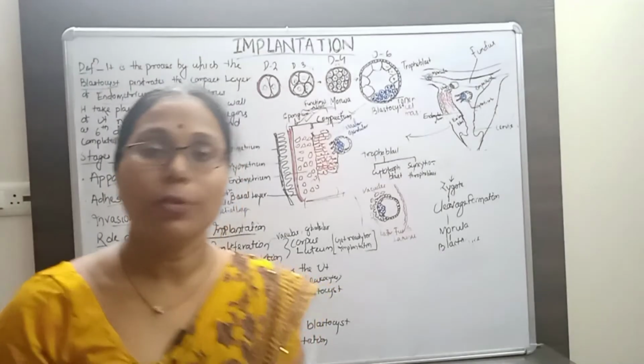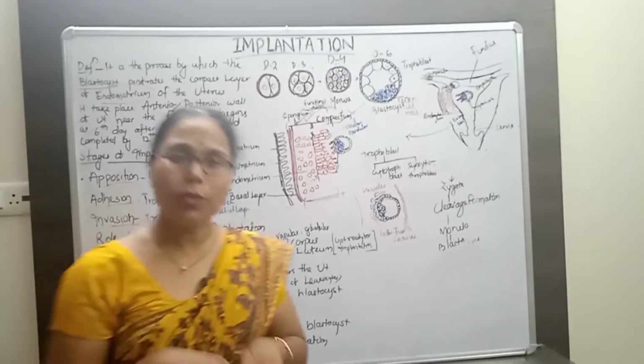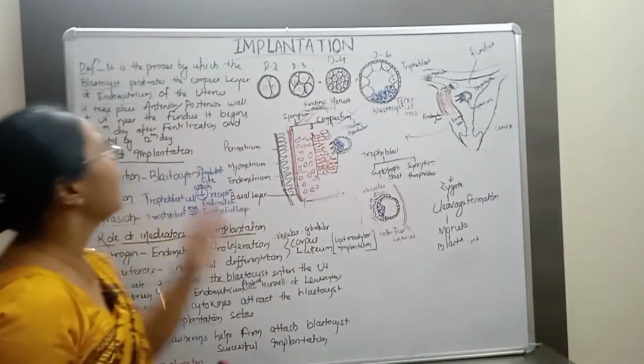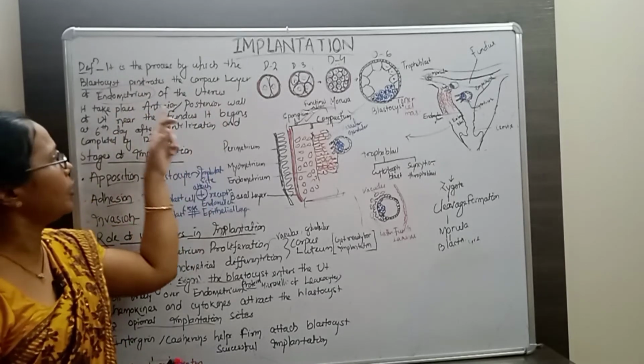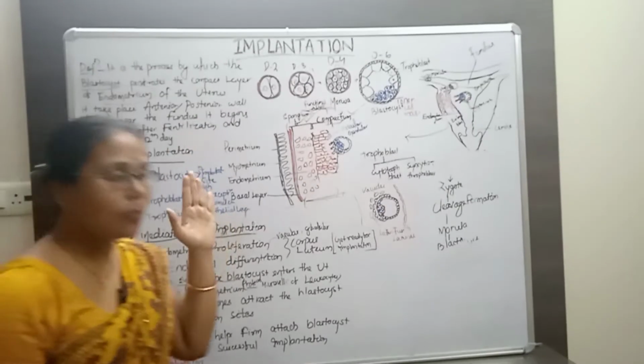Hello everyone, today's topic is implantation. As you know, implantation is a process by which the blastocyst penetrates the compact layer of the endometrium of the uterus. So, what is a blastocyst?